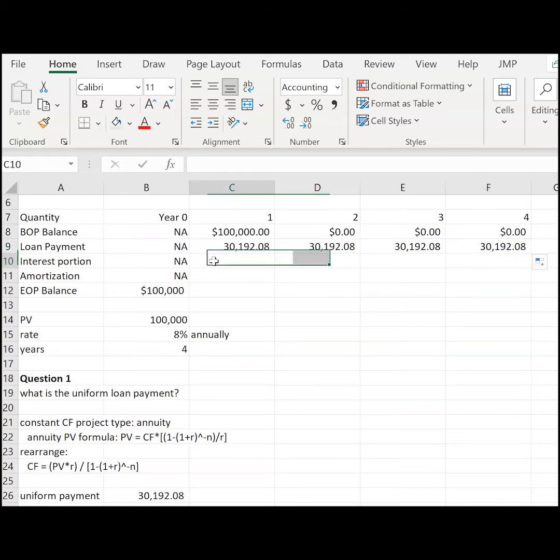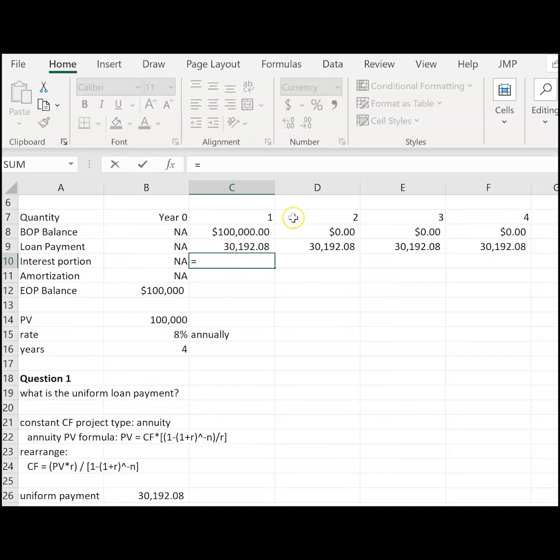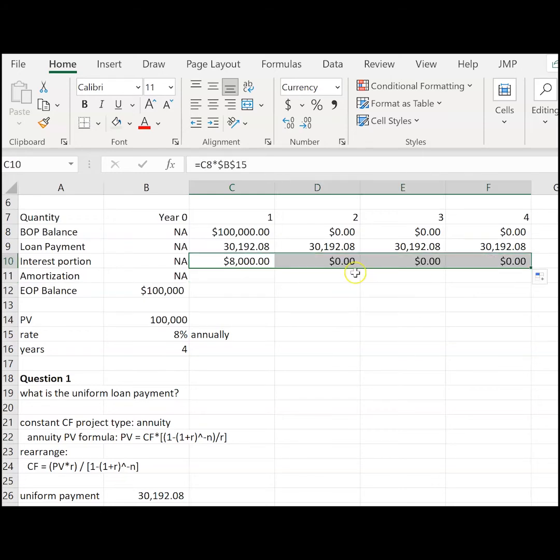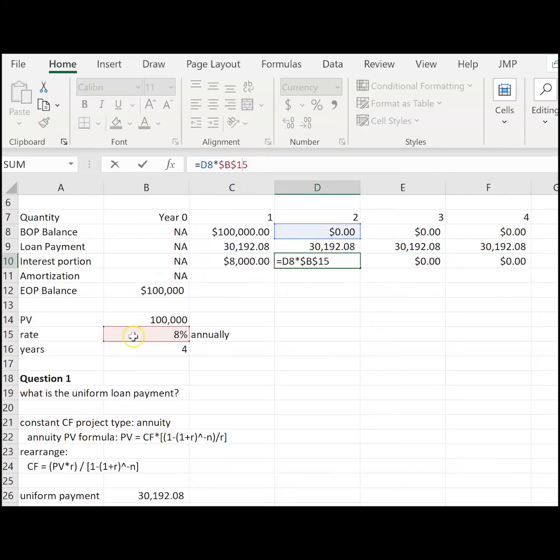All right, and now I have to figure out the interest we're paying. For the interest portion, we are just going to take the current balance on the loan and multiply that by our annual interest rate. So our first year, it's just $8,000. I'm going to go ahead and drag that over because for year 2, year 3, year 4 it's going to be the exact same formula. It's just going to be our beginning of period balance times our rate.